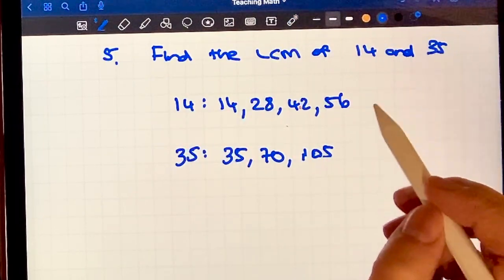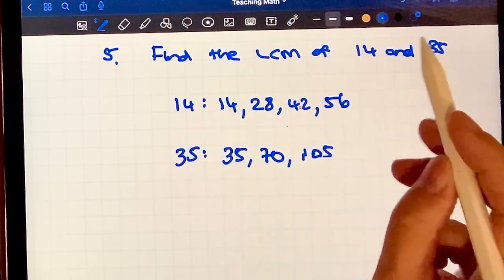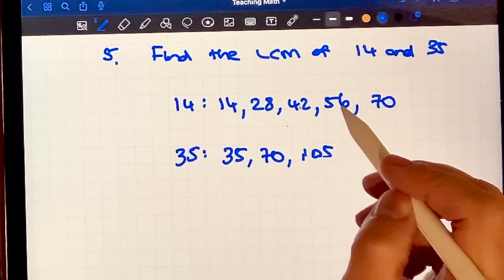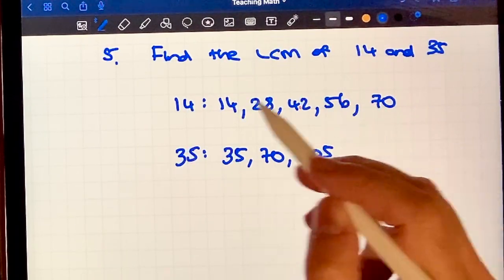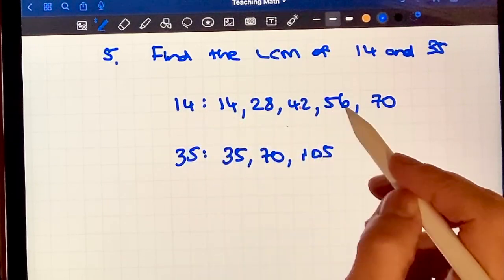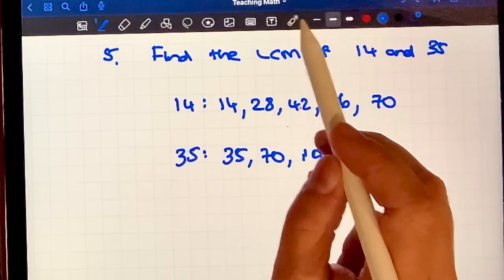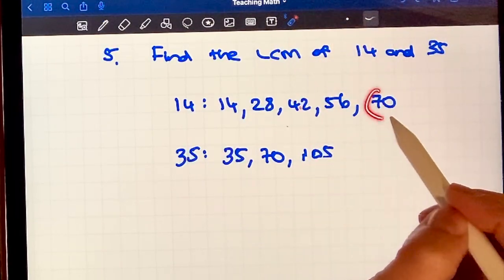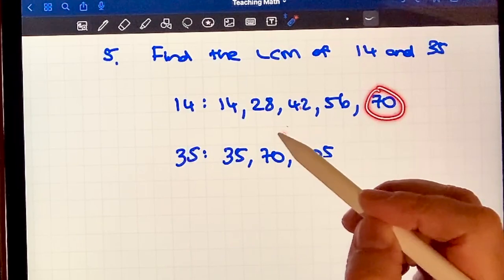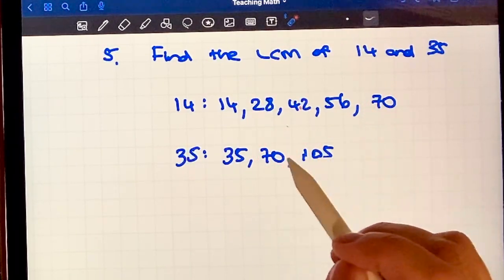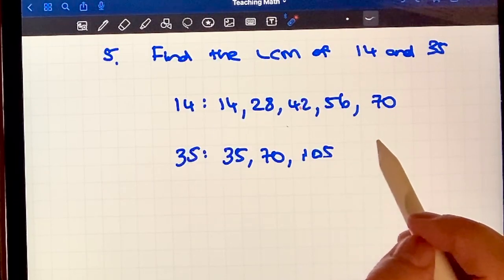So 56 plus 14 is 70. Because 56 plus 10 is 66 plus 4 is 70. So I can see that I've got 70 in both of them. So that is my lowest common multiple.